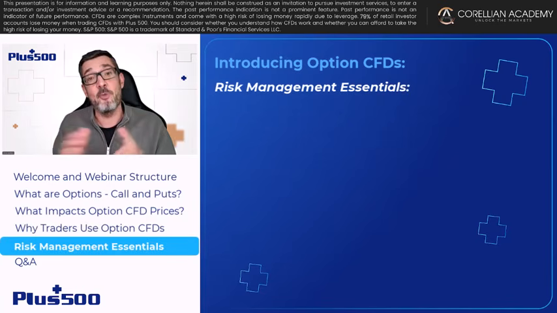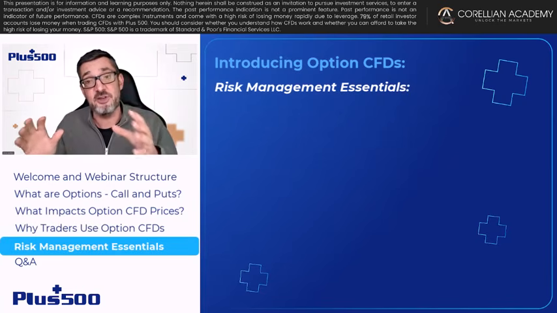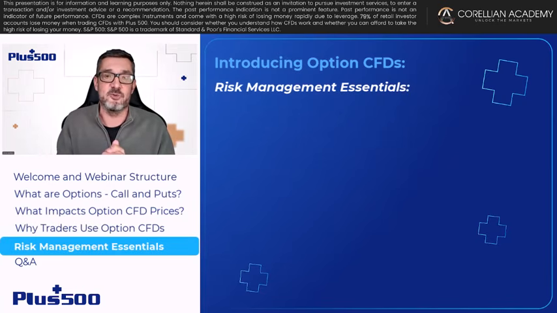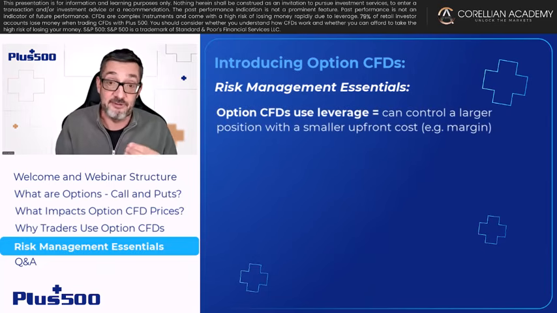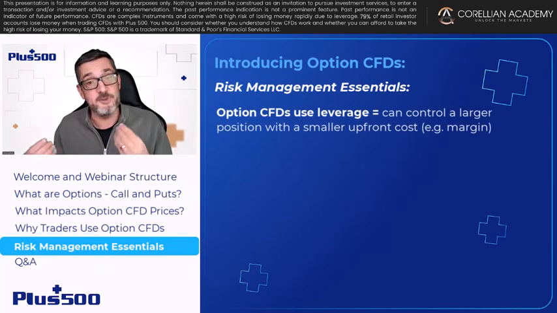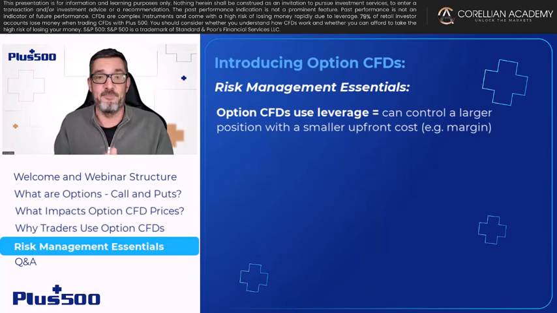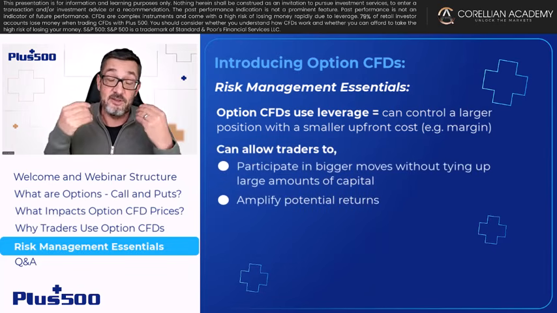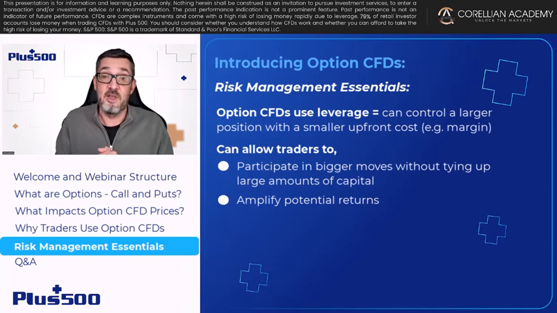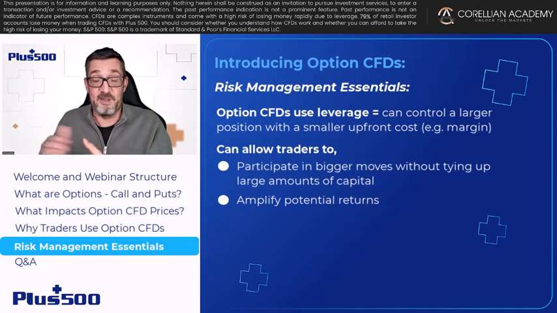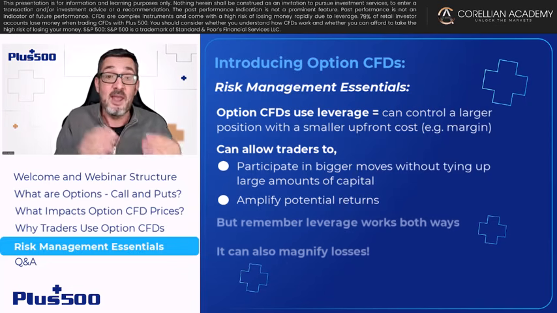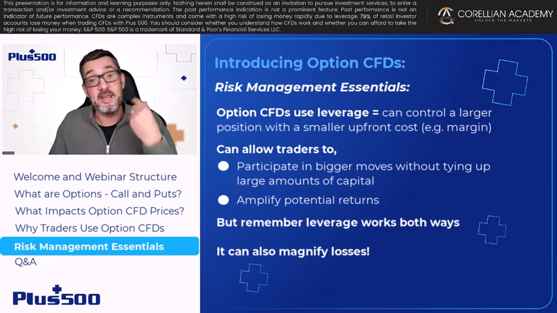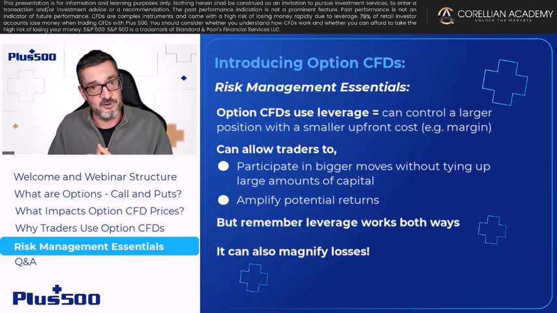Now, for the final piece of this presentation, I would just like to discuss some risk management essentials. Option CFDs use leverage, which means you can control a larger position with a smaller upfront deposit. This can allow traders to participate in bigger moves without tying up large amounts of capital, while also amplifying their potential returns. However, leverage works both ways. It can also magnify losses, and that's why risk management shouldn't be optional.